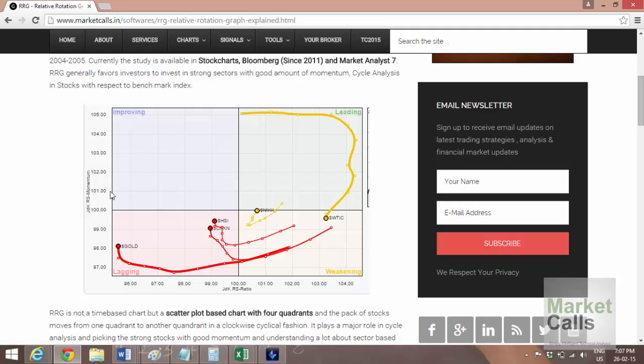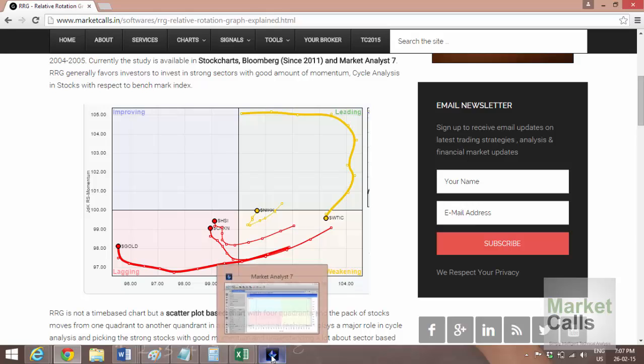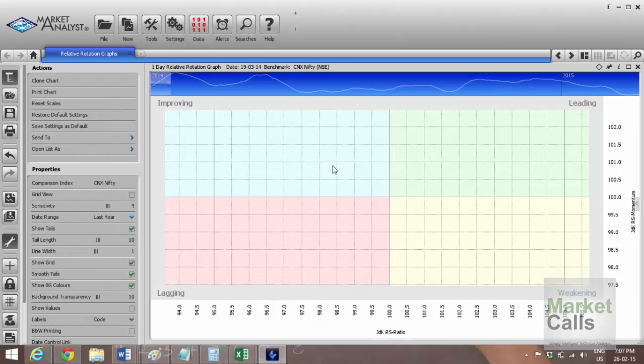Last time we used stock charts when plotting the RRG graph. There are three software using which we can plot an RRG graph: one is stock charts, the web-based one, then Bloomberg Terminal, and Market Analyst 7. This time I'm opening my Market Analyst 7. Right now I've opened the RRG window, so we are in RRG mode now.